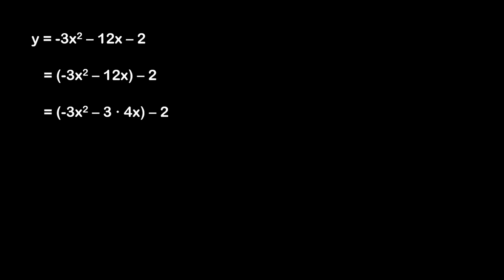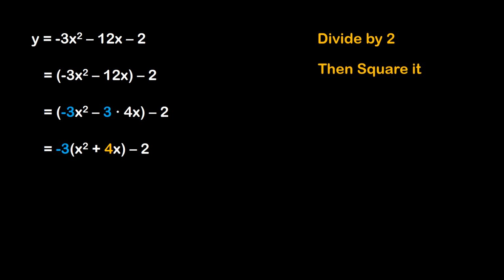This example is going to have the exact same steps as the previous example. Once again, we have a complex trinomial. The first thing we're going to do is place brackets around the first two terms. We note that 12x can be written as 3 times 4x. The common factor is therefore 3, so we can factor the 3 out of that expression. We color code the number in front of the x, so in this case it is 4. And we divide it by 2 and then square it. So 4 divided by 2 is 2, and 2 squared is 4.